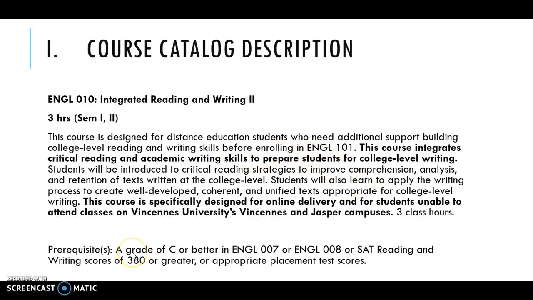Beyond that, you can see that students might be coming to English 010 after finishing English 007 or English 008. Again, same idea for those two courses. One of them is taught on the Jasper and Vincennes campuses, and one of them is taught online and at other sites, just to reflect the different possibilities there. But students might be coming in having completed that course, or students might be brand new and they might test into the course just underneath English 101.